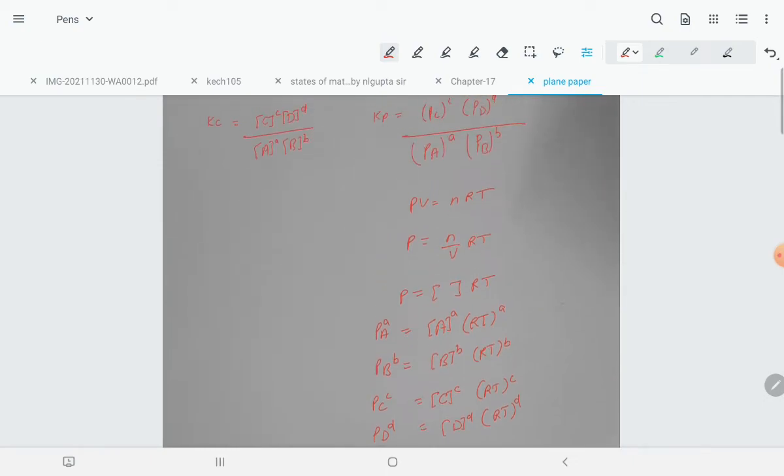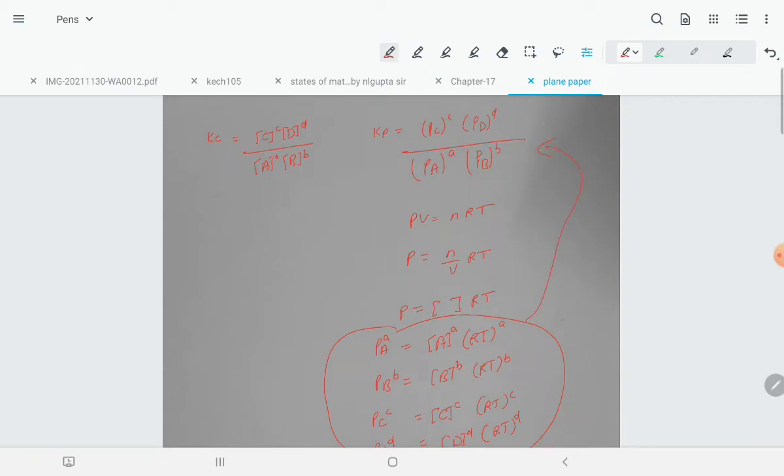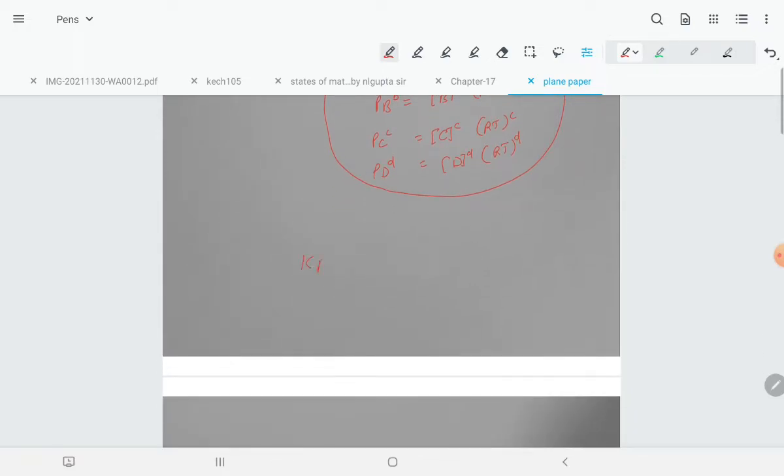So students, we are putting these values into equation 2, because this is 1 and this is 2. So we can write Kp is equal to [C] power c, RT power c, and [D] power d, RT power d, divided by [A] power a, RT power a, and [B] power b, RT power b.